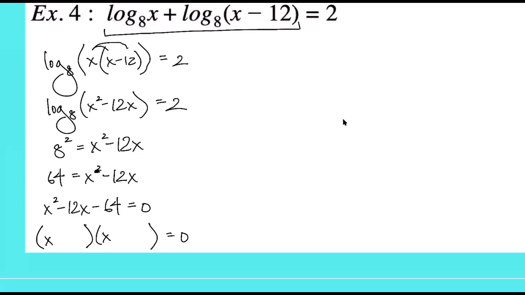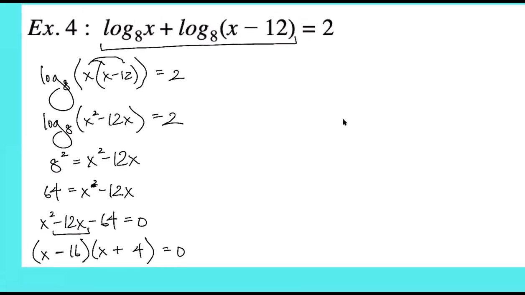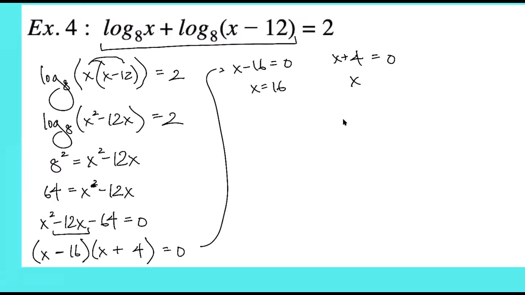16 and 4. All right, so 16 times 4 is 64. Now, which one of those needs to be negative? The 16, good, because we're trying to make negative 12. So negative 16x plus 4x is going to give me negative 12. Okay? And so this is going to give me x minus 16 equals 0 and x plus 4 equals 0, or x equals 16 and x equals negative 4. Okay?